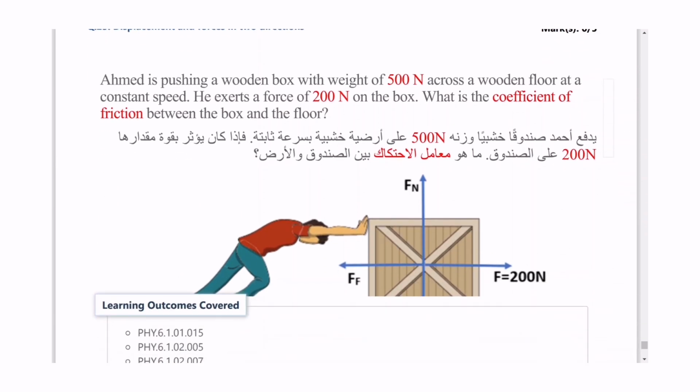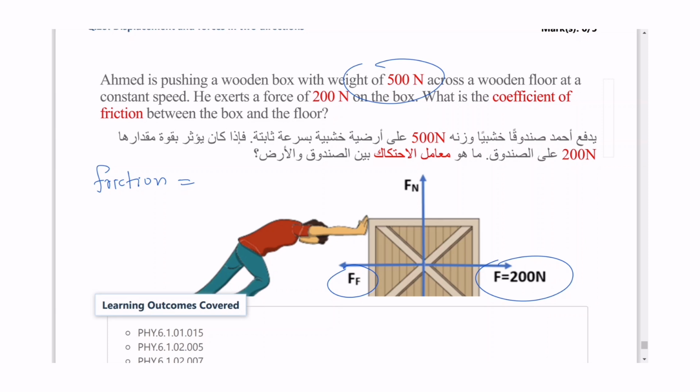Question number 25, and this is the last question. Ahmed is pushing a wooden box with a weight of 500 Newton across a wooden floor at a constant speed. He exerts 200 Newton force. What is the coefficient of friction between the box and the floor? To calculate coefficient of friction, you must know the value of friction. So here you can see the box which is moving at a constant speed.